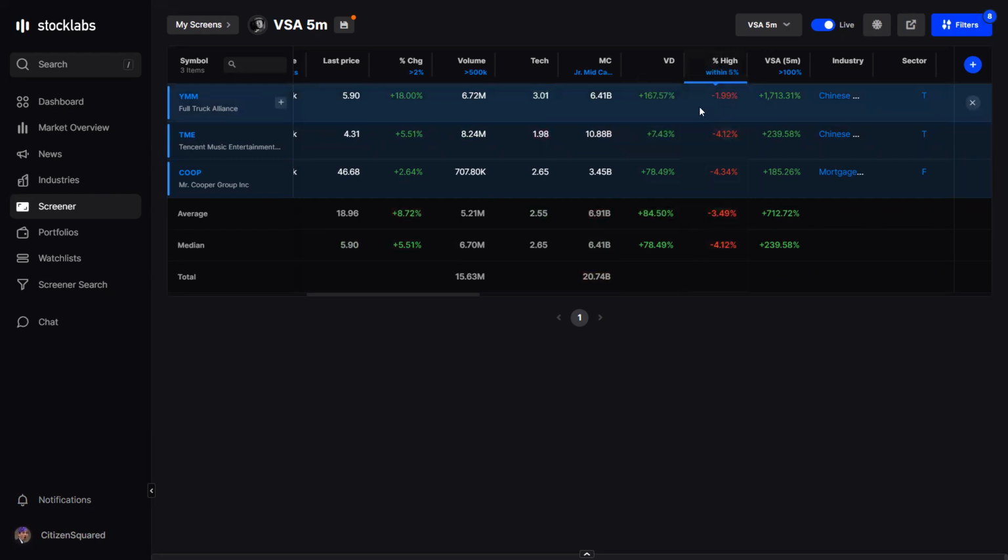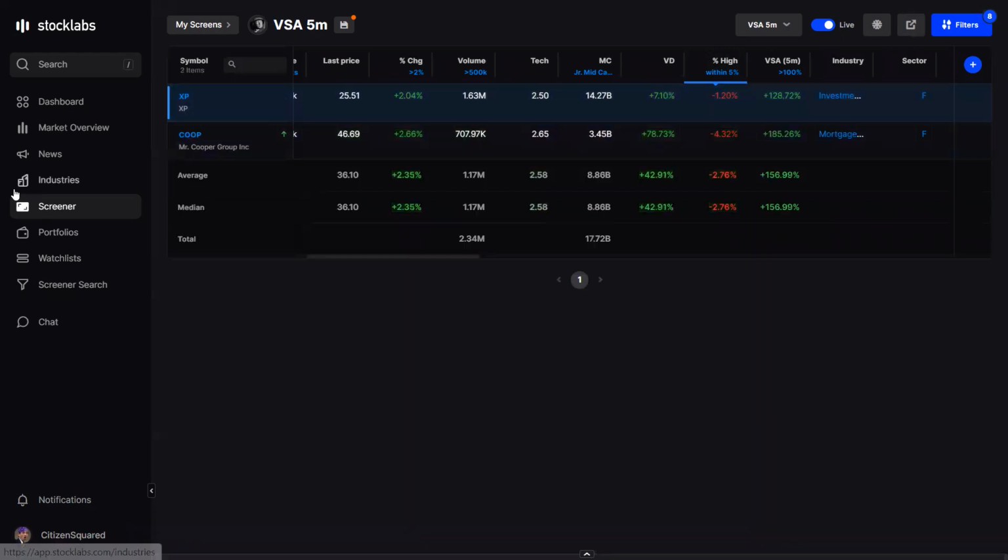The 52-week high or all-time high, or percent off 52-week high or percent off all-time high, are other parameters you could add to another screen that you would make.